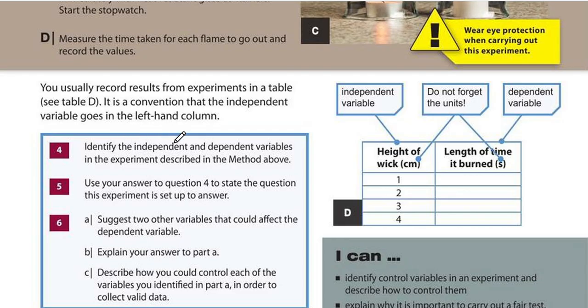Identify the independent and dependent variables in the experiment described in the method above. Who can tell me the answer? Right, so it's given here as well. The independent variable you can write as height of the wick in centimeters, and the dependent variable is the length of time it burned, or the length of time it took for the flame to go out.